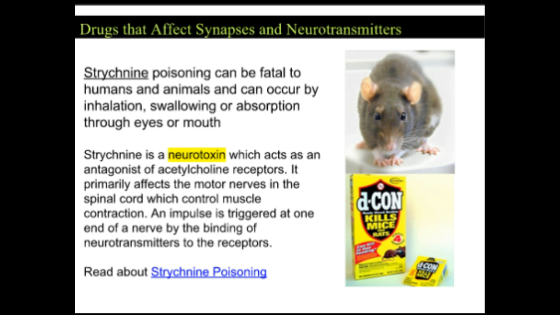Okay, so poisoning can be fatal to humans and animals, and can occur by inhalation, swallowing, or absorption through the eyes. So we have neurotoxins that can act as an antagonist of acetylcholine receptors, and it primarily affects the motor nerves in the spinal cord, which control muscle contraction. An impulse is triggered at one end of the nerve, binding by the neurotransmitter, the receptors.